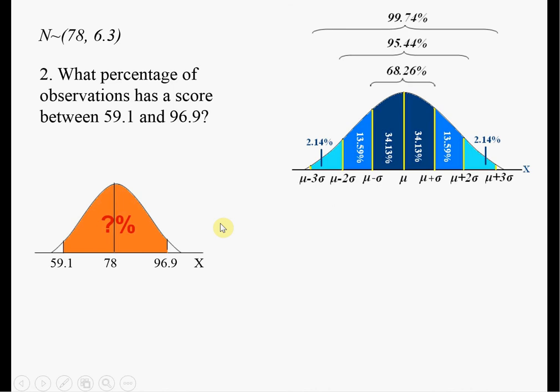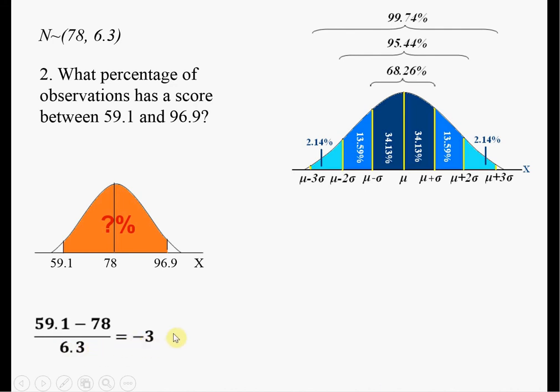So a very crucial thing for us to determine is how many standard deviations there are between 59.1 and 78. This is one thing that I'd like you to know, that this is very crucial. We have to know that between 59.1 and 78, how many standard deviations are there. And there's a simple way to calculate that. You simply use the difference between 59.1 and 78, divided by the standard deviation 6.3. You see, 59.1 minus the mean 78 divided by the standard deviation gives you -3.